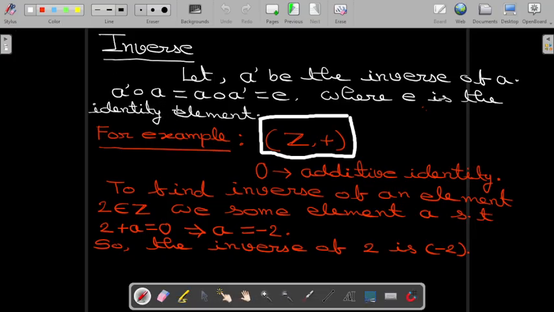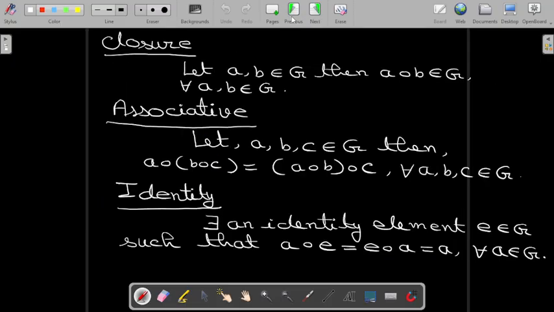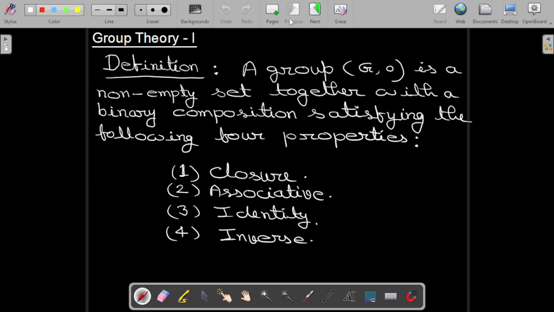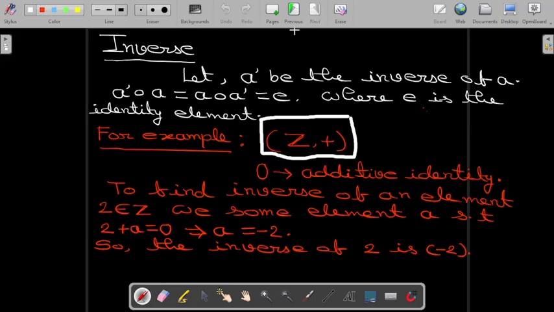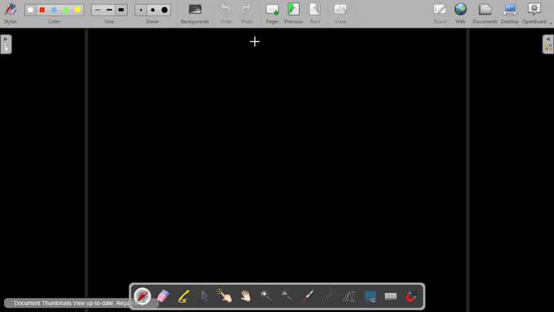Hello everyone. In our previous class, we discussed group theory, the introduction class, and we discussed all the properties. Today, in this class, we are going to discuss the identity and inverse property thoroughly. That was our previous class. All the properties are there: Group theory 1, definition, properties. Okay, so move on. Today, we will discuss the identity and inverse property thoroughly.